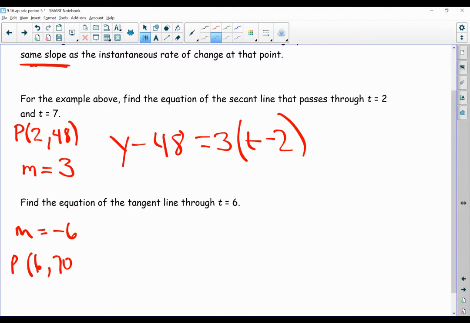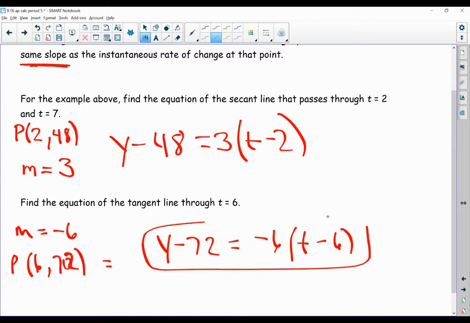70, if I remember. Let me just double check that. 72. So if I were going to do that, then I'm going to say y minus 72 equals negative 6 times t minus 6. So that would be my tangent line through t equals 6.